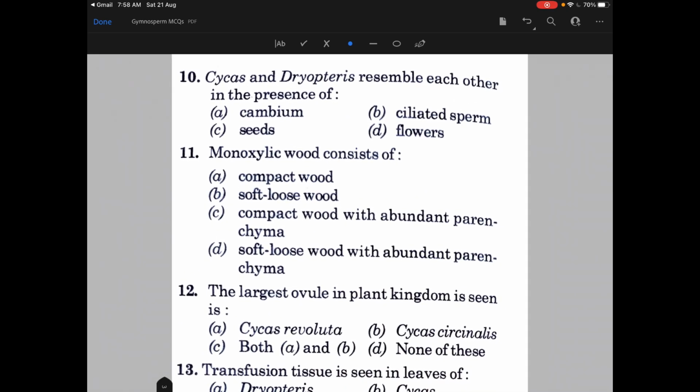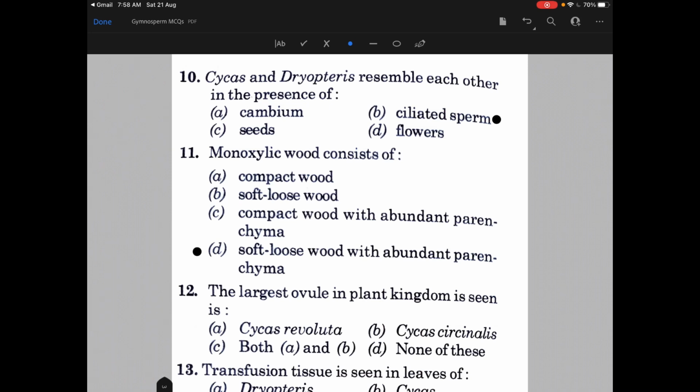Cycas and Diopteris resemble each other in the presence of dash. The answer is B, that is ciliated sperm. Next, monoxylic wood consists of dash. The answer is D, that is soft loose wood with abundant parenchyma.